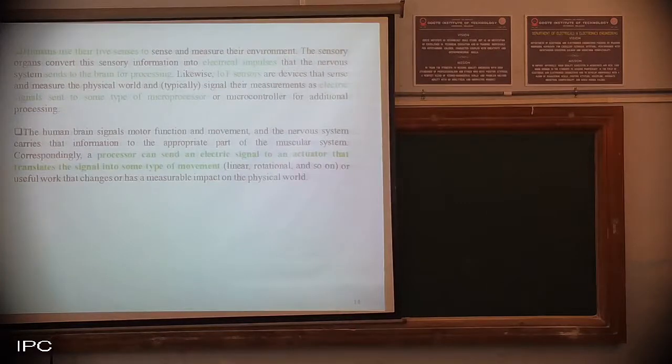Here the same examples are given. Whatever human body example we consider, 5 sensors and the actuators, that only is discussed here.